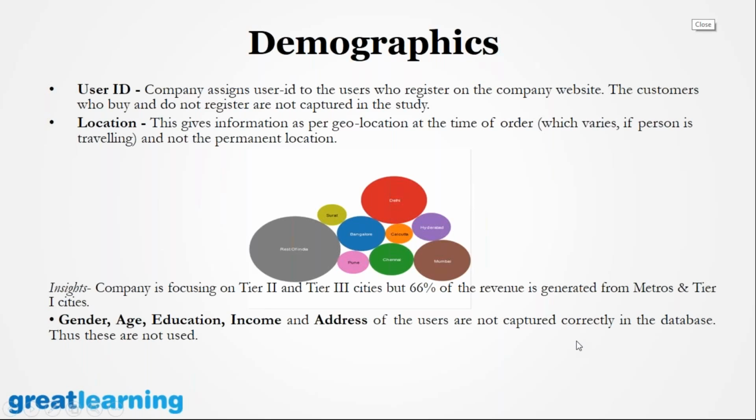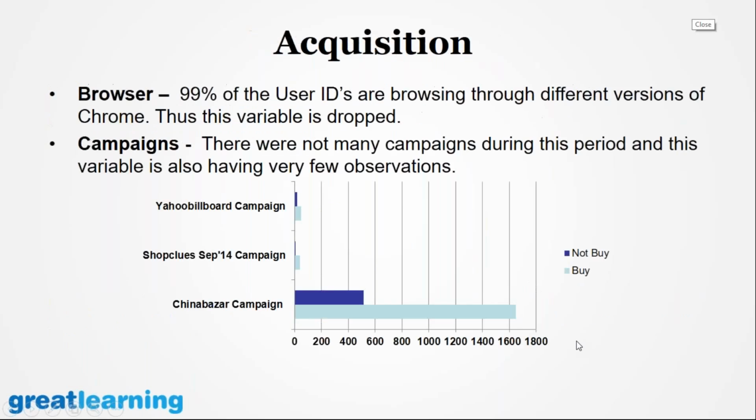Acquisition. So in acquisition, we figured out that 99% of the users are browsing through different versions of Chrome. So the browsers could be Chrome, could be Firefox, IE. So thus this variable was dropped because it was heavily towards Chrome, pretty much all of them towards Chrome.